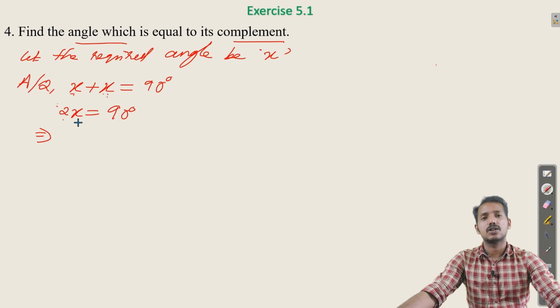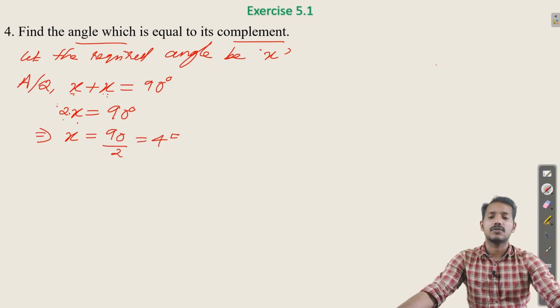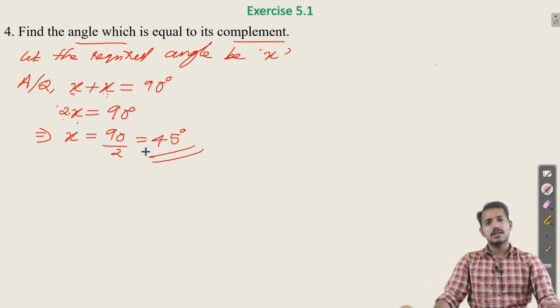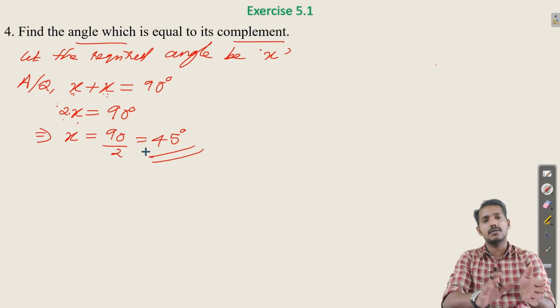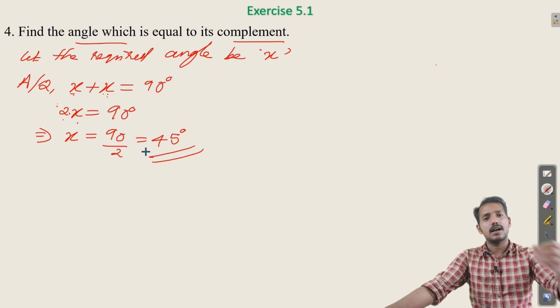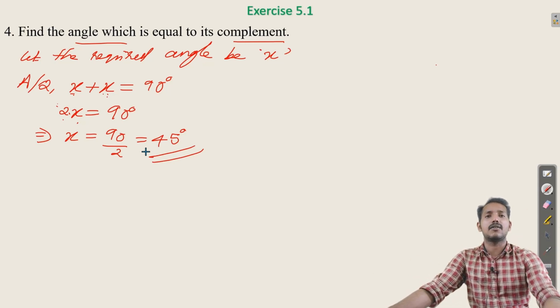That implies 2x is equal to 90. This multiplied by 2, transposing from LHS to RHS, will be divided by 2. That is equal to 45 degrees. It is simple. So set up the linear equation. If you find any difficulty in a question, set up the variable, form the simple equation, and solve that equation, you will get the value.